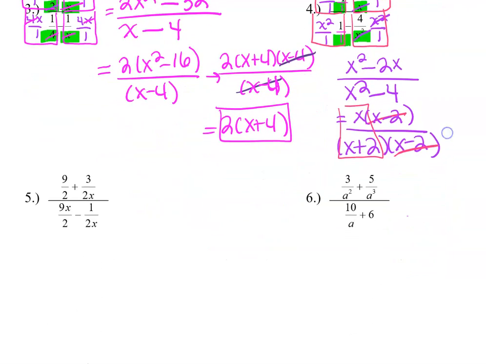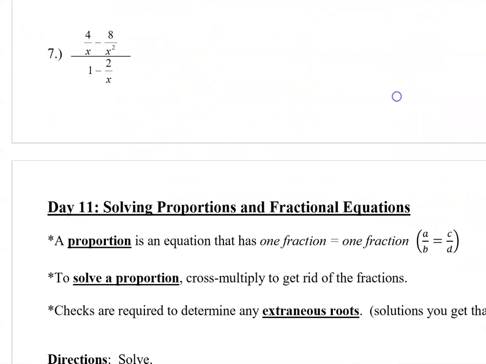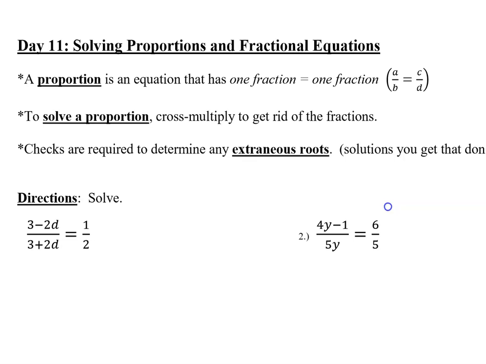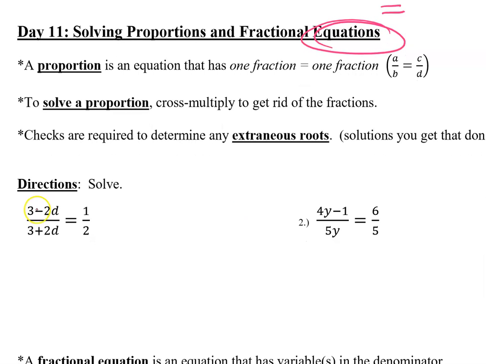Now, there's actually one more day of notes after this. Solving fractional equations. Anytime we say equations, that means there's an equal sign. The first one we'll talk about are proportions. This is when you have a single fraction equal to a single fraction. When you have this, you can cross multiply to solve. So that's 3 plus 2d equals 6 minus 4d. Notice I distributed the 2 to each of those terms.